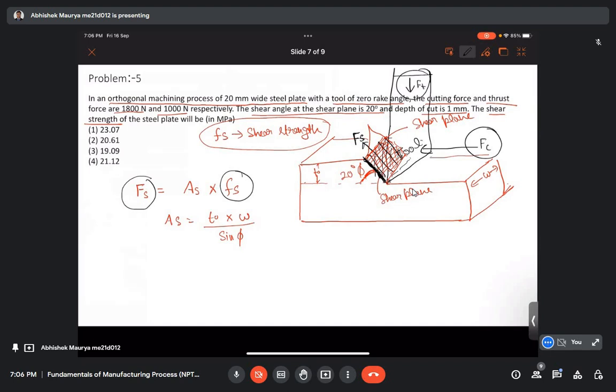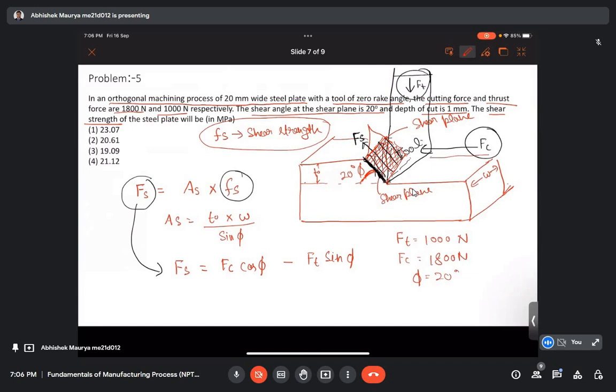So that is the shear plane area, and Fs is unknown. As of now we don't know the shear force also. So what is the shear force? If we know the thrust force and cutting force, then we can easily calculate the shear force, and that is given by Fs is equal to Fc cos phi minus Ft sine phi. Ft is given as 1000 newton, Fc is given as 1800 newton, and phi is also known, phi is 20 degree.